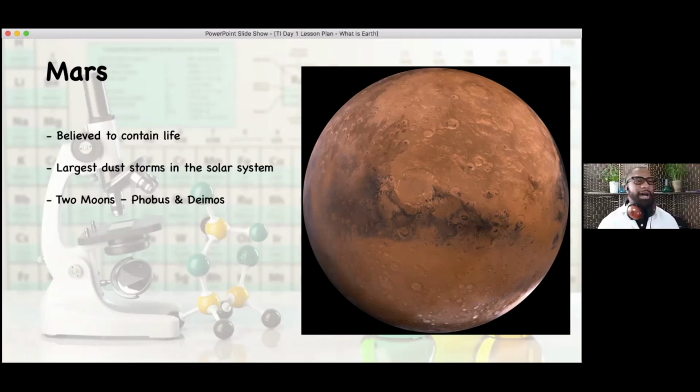And we all know about our moon. We have our moon here on Earth that we all know and love every single day. But the unique thing is Mars actually has two moons as well. The moons of Phobos and Deimos, which orbit around Mars and make it very, very unique.